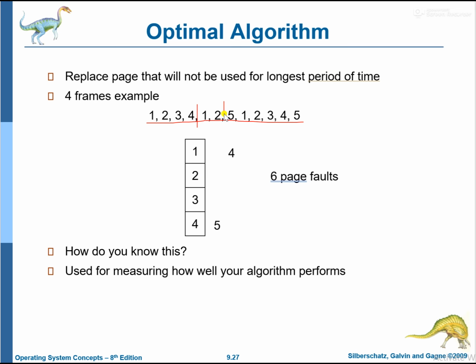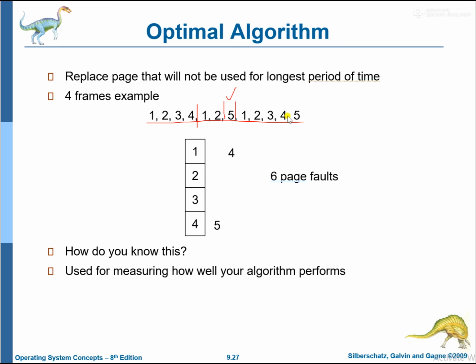Okay, at this point a page fault occurs. Why does the page fault occur? Because 5 is not present in the main memory, and now we have to bring 5 into the memory, and we have to choose 1 as a victim. Okay, now which out of 1, 2, 3, 4 will we choose as a victim? For this we will look into the future.